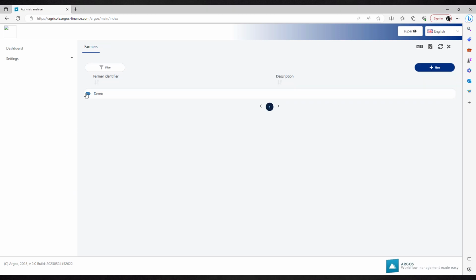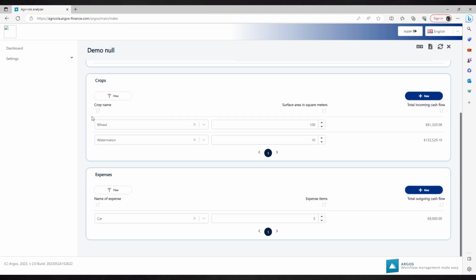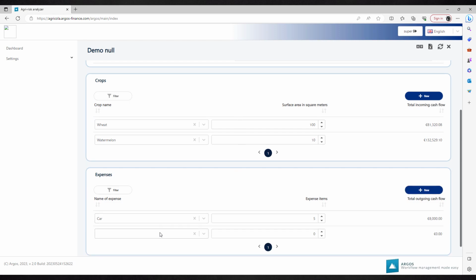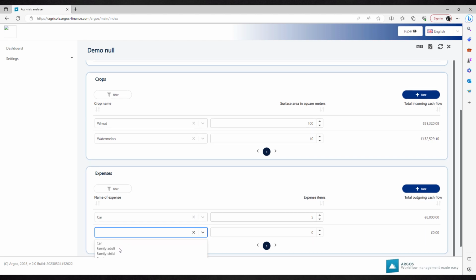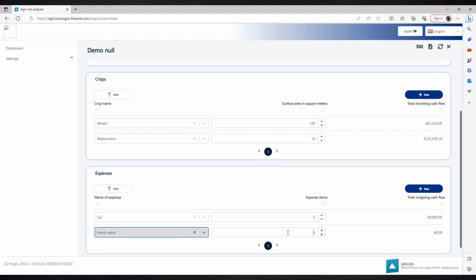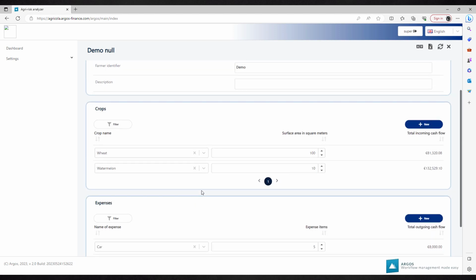Multiplying the yields and the surface results in the end in an incoming cash flow. For the outgoing cash flows, we capture the family composition. We apply the standard cost per family member and age bracket. Thus, we define the expenses. With these simple inputs, we are ready to run the simulation.